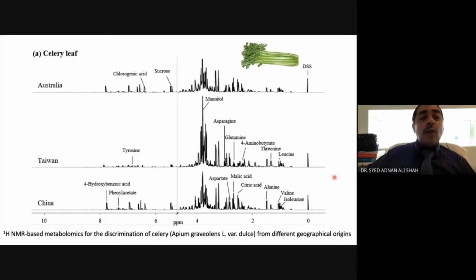This is also plant-based metabolomics, in the case of celery leaves from China, Taiwan, and Australia. You can see how different the metabolomic profile is in samples from different origins.